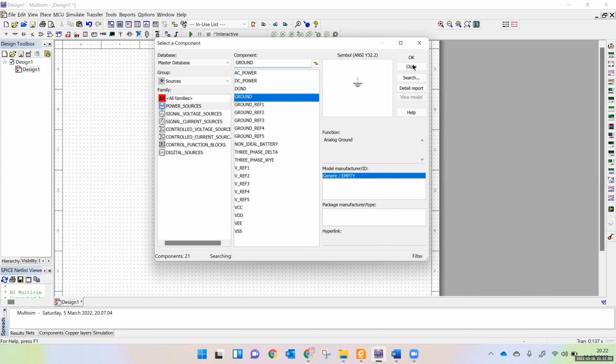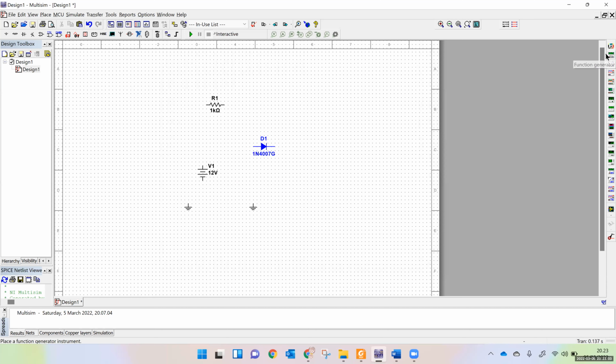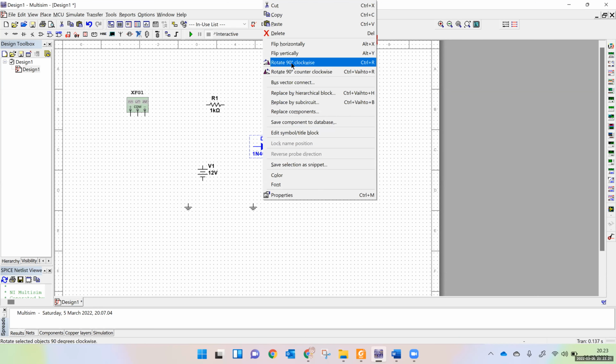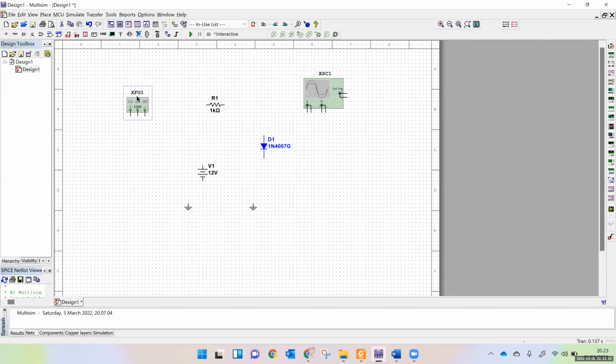So I will use 2 grounds, and then from this right hand side menu, the second one is the function generator, you will put it here, and then this one is the oscilloscope. Number 4 is the oscilloscope. When you just put your cursor here, it will show you the component name. So let's first simulate the positive clipper.